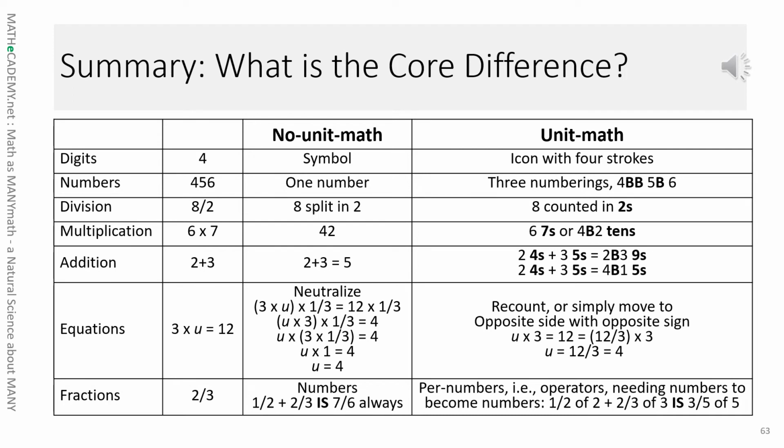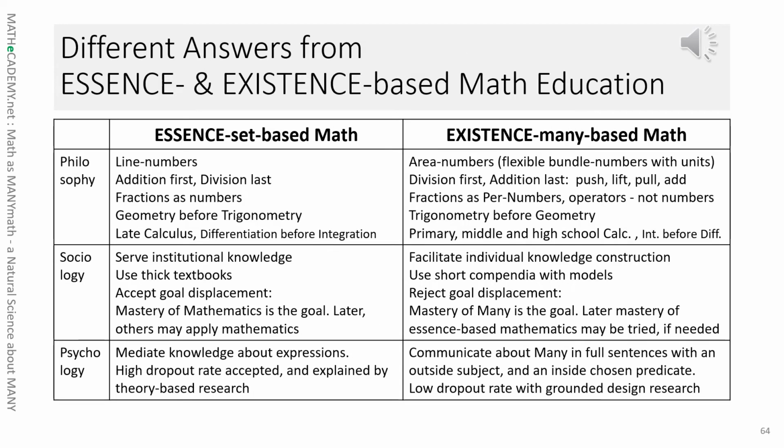And 1 over 2 plus 2 over 3 is 3 over 5, with 2 and 3 apples. So, there are different answers from essence-based and existence-based mathematics education. In philosophy, the answers are 1. Line numbers. No. Area numbers, that is, flexible bundle numbers, with units.